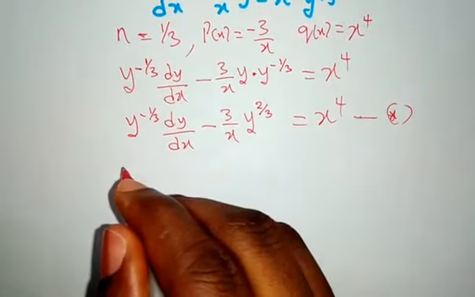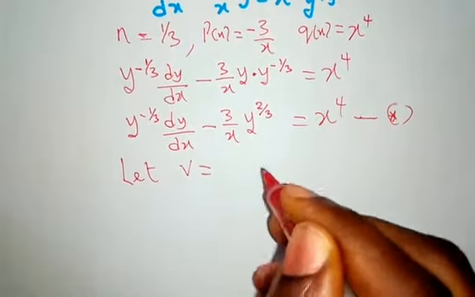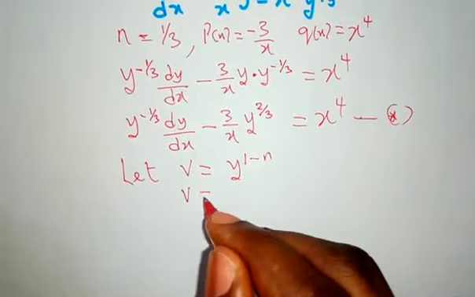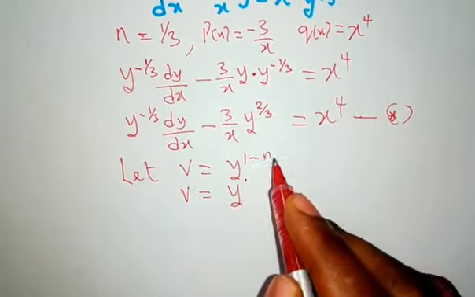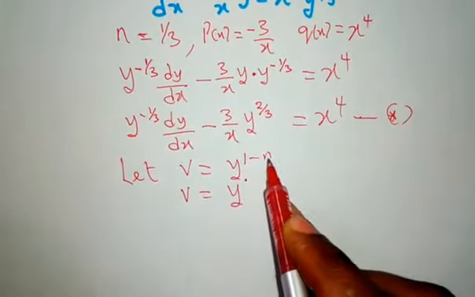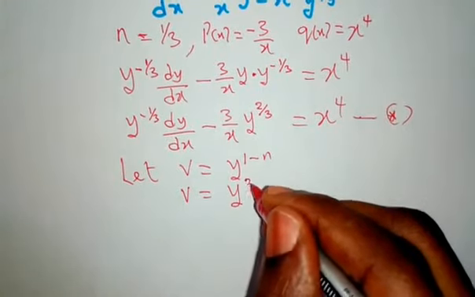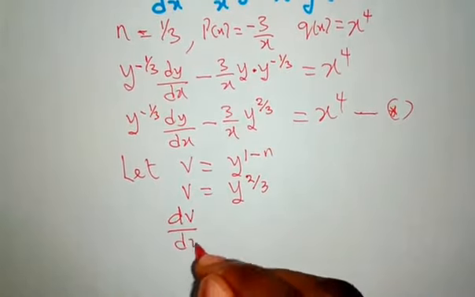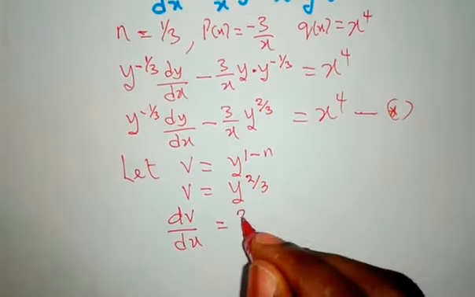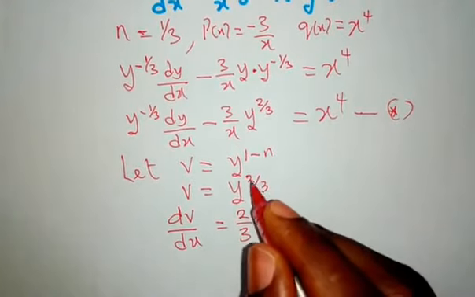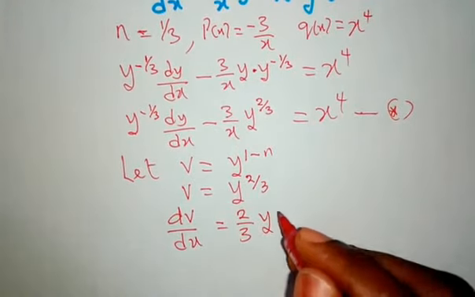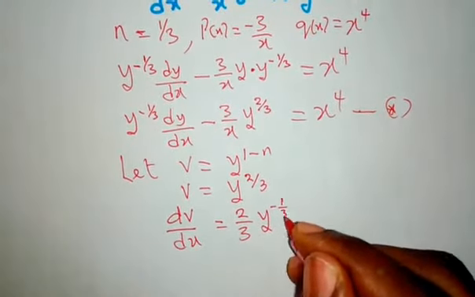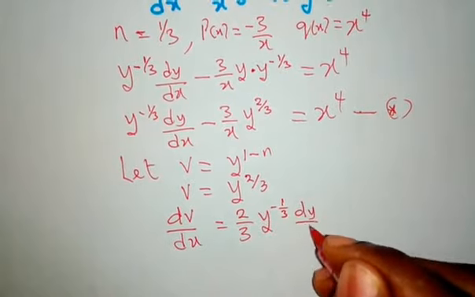Now we introduce a new variable v. Let v be equal to y to the power of 1 minus n. That is, v equals y to the power of 1 minus 1 over 3, since our n is 1 over 3. So 1 minus 1 over 3 gives us 2 over 3. So dv dx equals 2 over 3 y to the power of 2 over 3 minus 1, which gives us minus 1 over 3, dy dx.